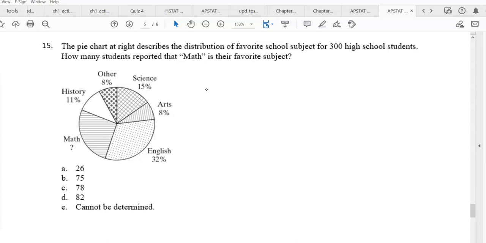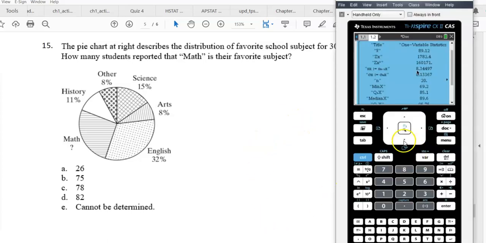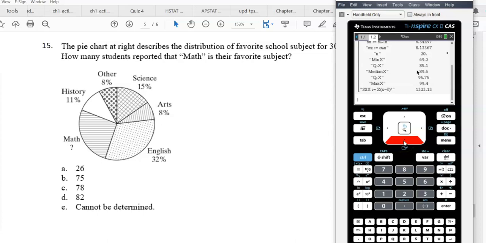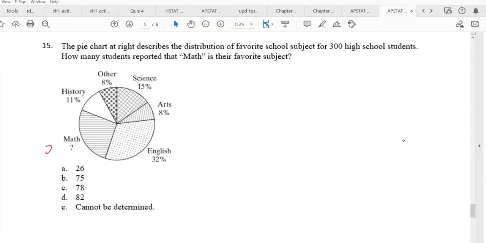Finally, the pie chart describes students' favorite school subject for 300 high school students. How many students reported math as their favorite subject? So I might need to get a calculator for this one. I'll go back down here. I'm going to add up what they are. 74, so there's 26% total.